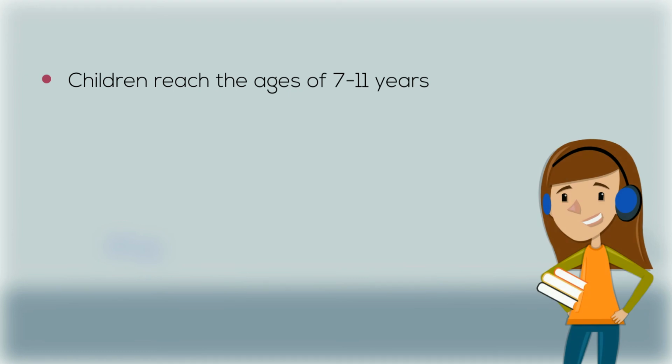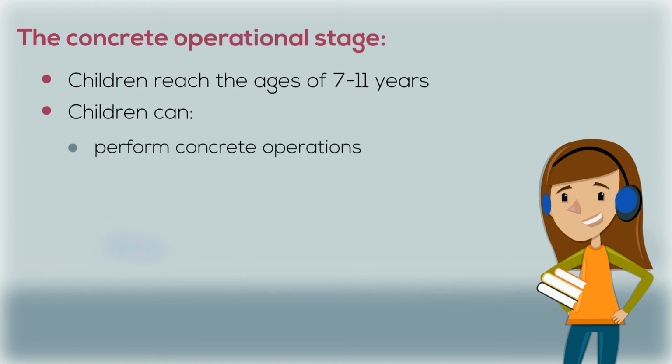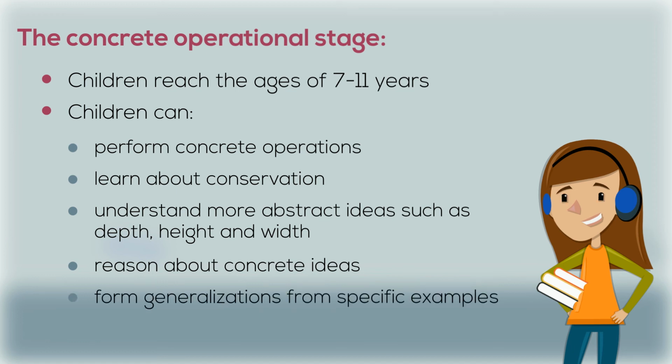When children reach the ages of 7 to 11 years, they are in the concrete operational stage of development and can perform concrete operations and learn about conservation. They start to understand more abstract ideas such as depth, height, and width. They learn to reason about concrete ideas. They can form generalizations from specific examples.